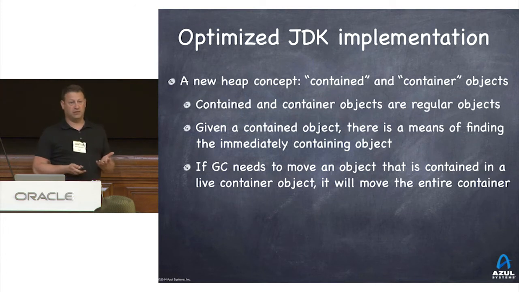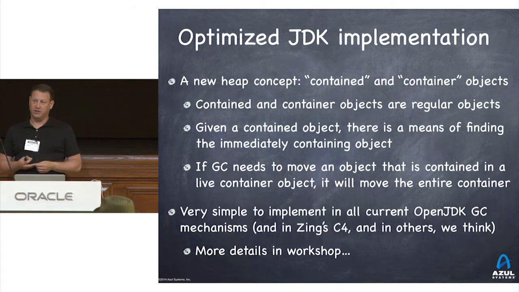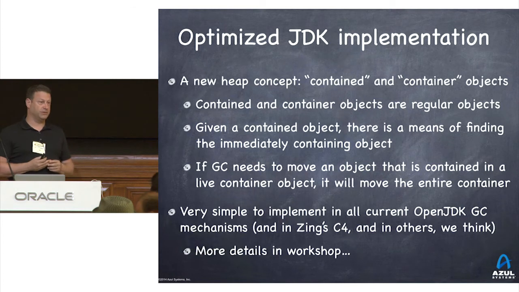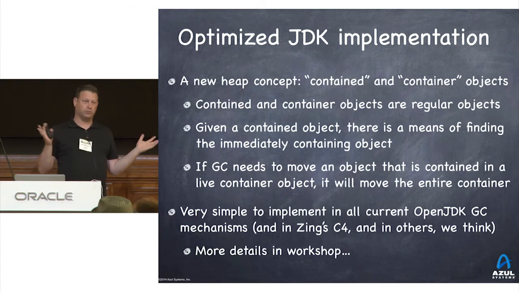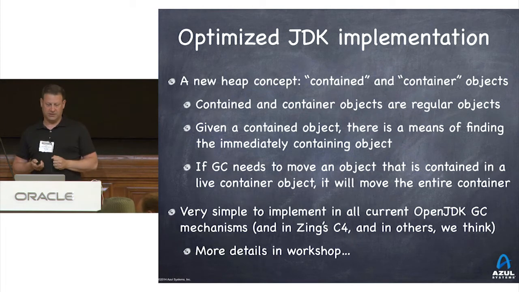It affects mostly the garbage collector. And it appears to be very simple to implement in all the garbage collectors that we know of right now in OpenJDK, in Zing, and we think in others as well. So this is not a hard thing to do. It doesn't mess with the normal garbage collection behaviors, doesn't add any passes. It's just a nice, easy side effect, and we'll talk about it tomorrow.